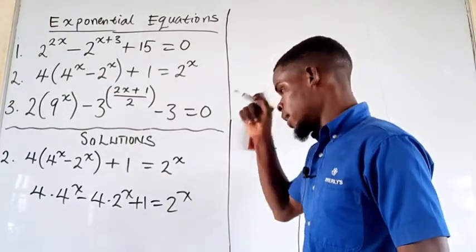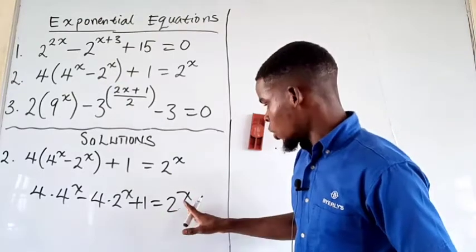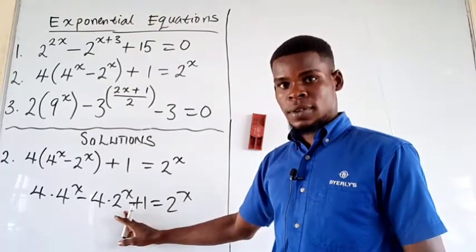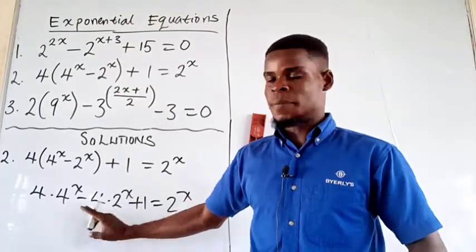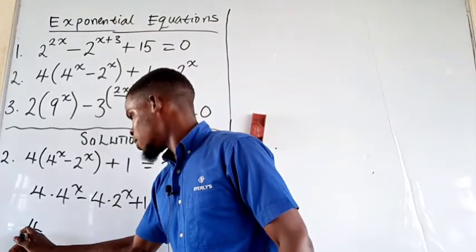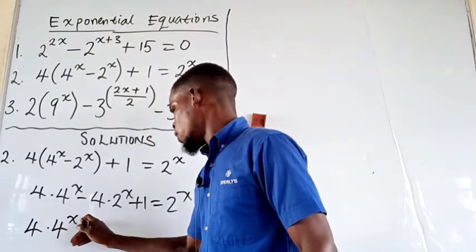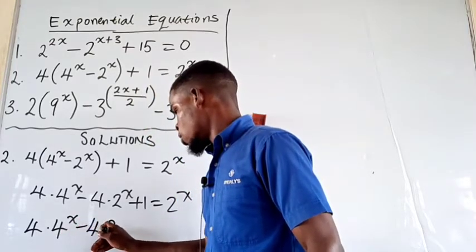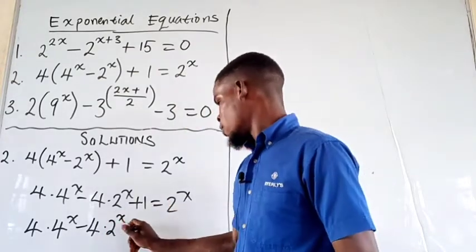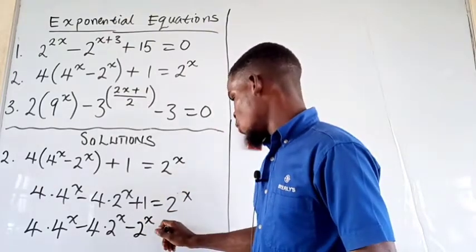Well, again, here I would like to collect like terms, alright? So this, which is on the right hand side, 2 to the power of x, it has the same thing here, alright? Just that this one is 4 of them. So if I move this to the left hand side, I'm going to have 4 times 4 to the power of x, right? And I'm subtracted with 4 times 2 to the power of x, alright? And then minus this one, minus 2 to the power of x. This is x, alright? We add 1 to that.